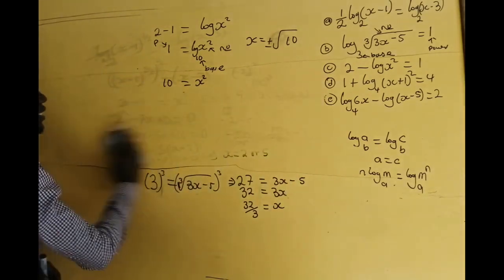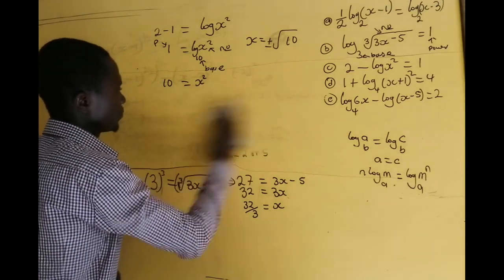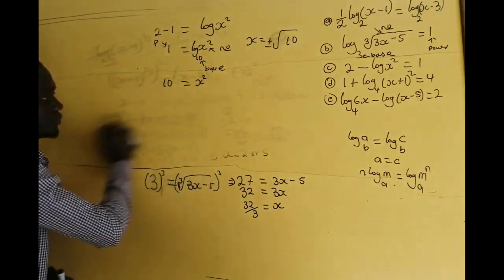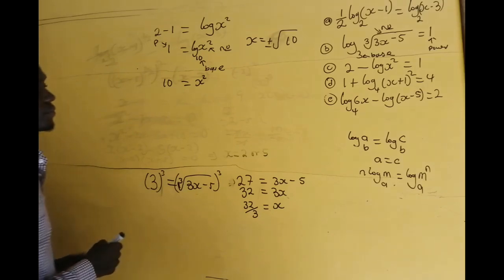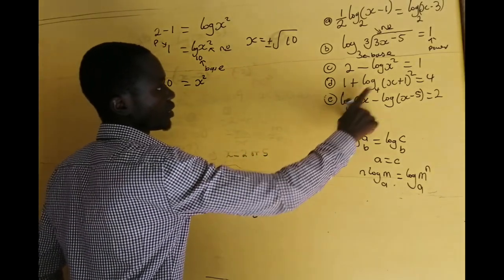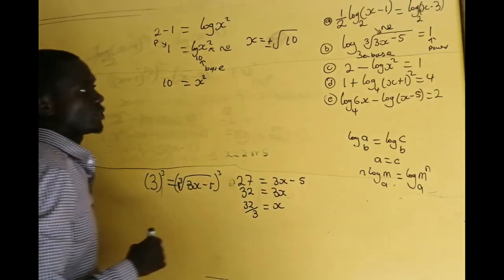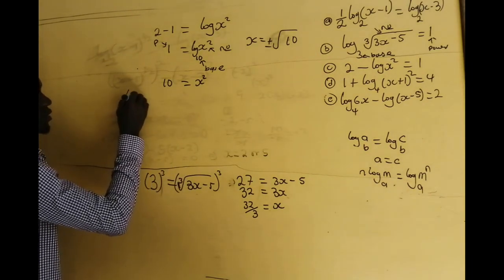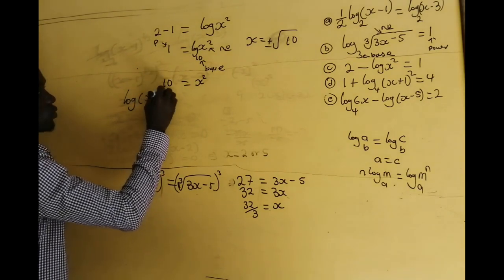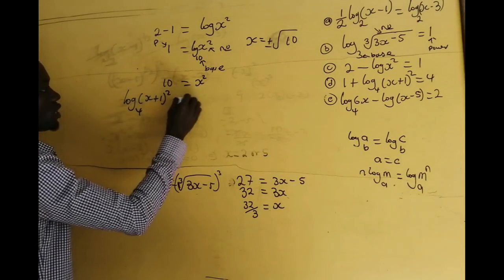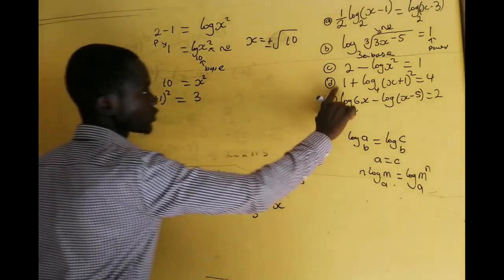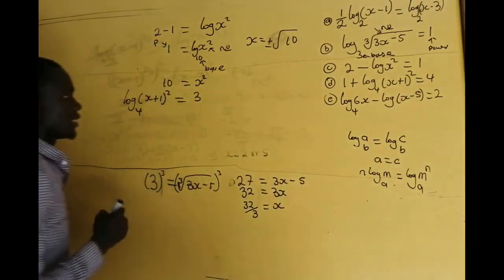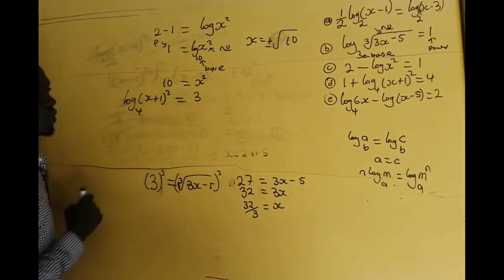If we look at the D, we have 1 plus log of x plus 1 all squared base 4 equal to 4. So let's group like terms. We are going to have log of x plus 1 all squared base 4 equal to 3. Now this one will come here to subtract. Now what do we do? We use the laws of logarithm.